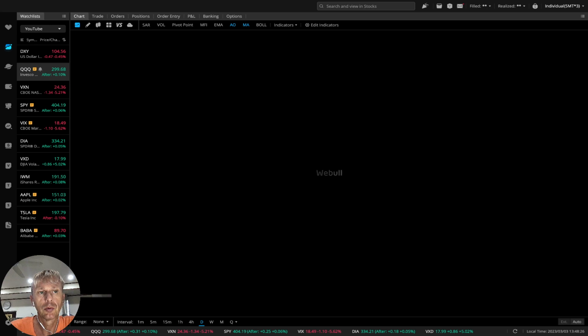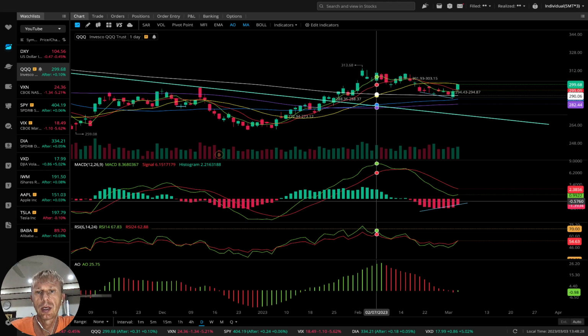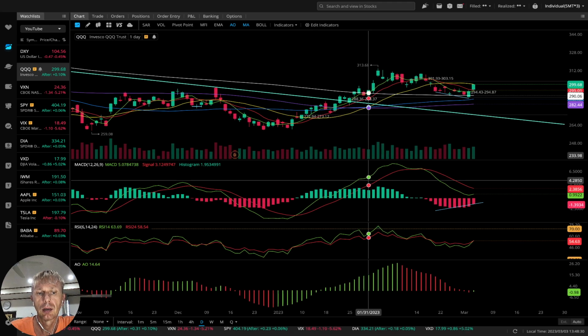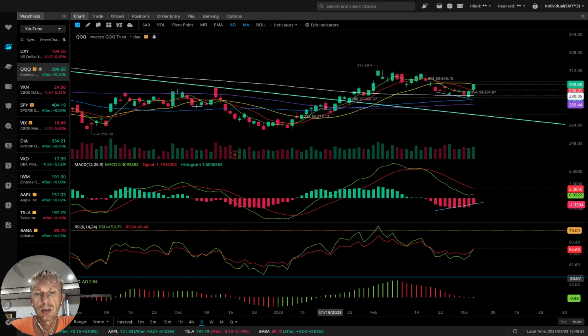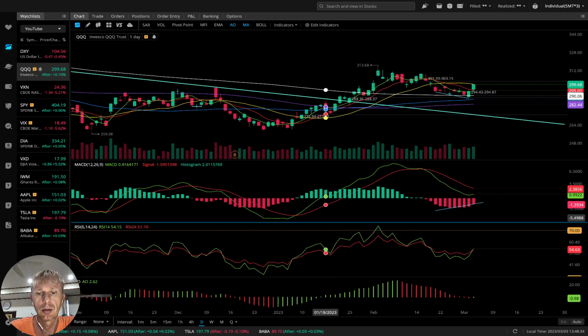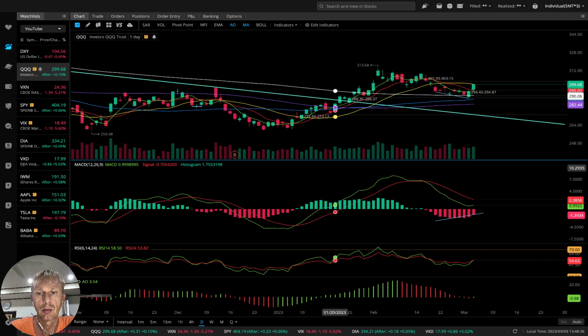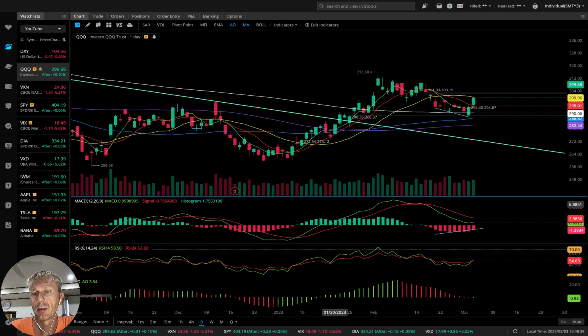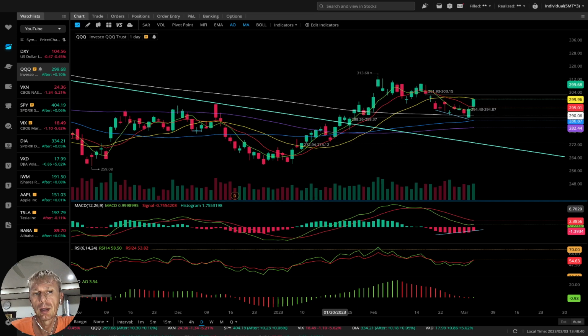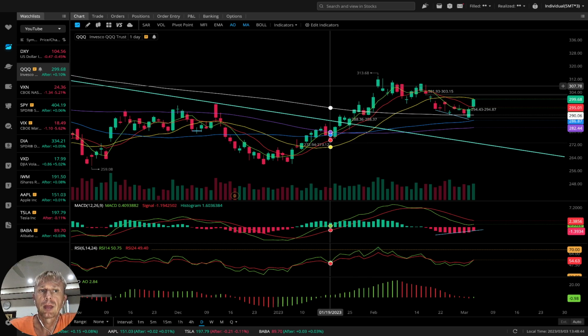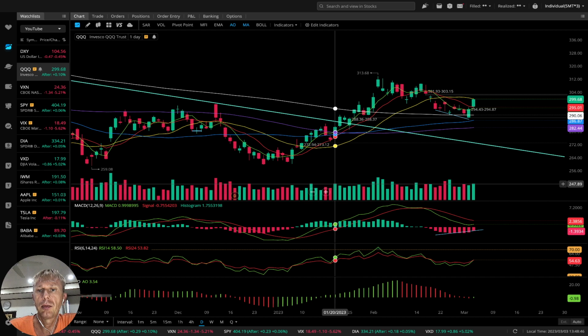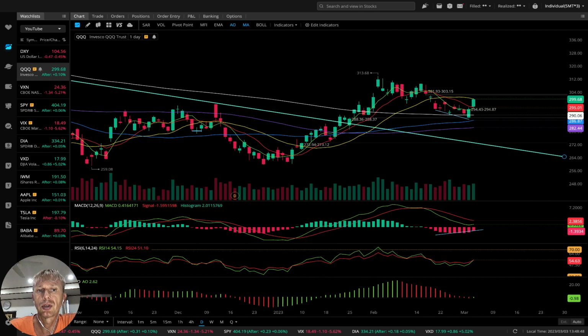Okay, let's move to Qs. Qs daily time frame. Let me maybe minimize my indicators because they're kind of large and my bars are small. Yeah, like this one at least. Okay, Qs daily time frame. This green line is a major trend line from the top of the market.